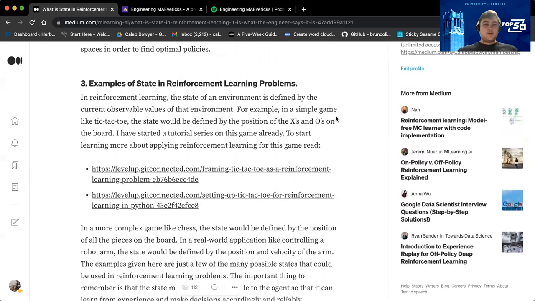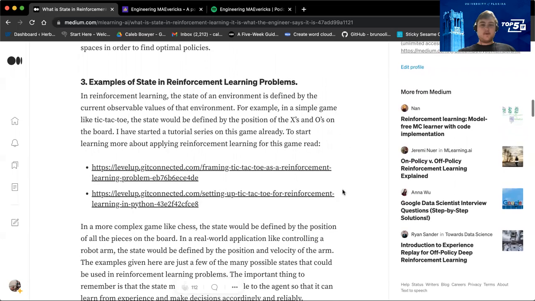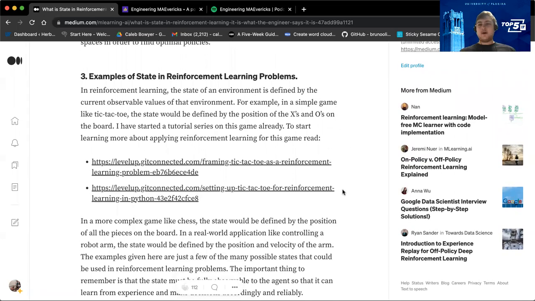In reinforcement learning, the state of an environment is defined by the current observable values of that environment. For example, we'll continue the series I've started in reinforcement learning on tic-tac-toe soon in an upcoming video, but now I'll talk more about the conceptualization of that problem, or that task that needs to be solved by a tic-tac-toe playing RL agent.